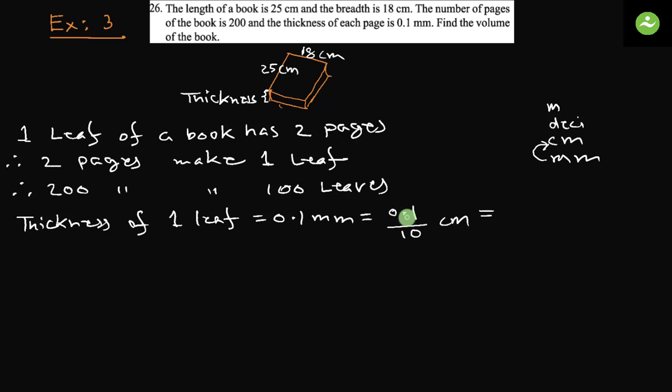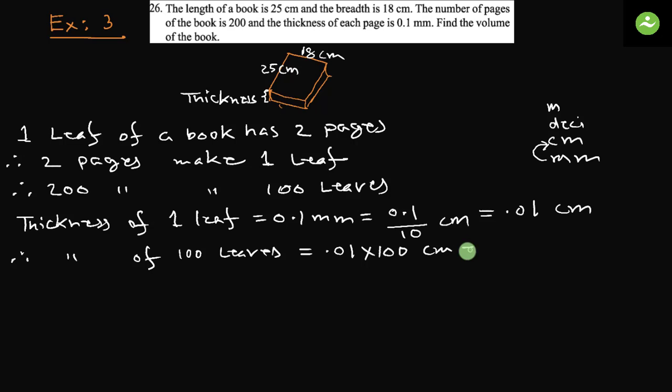So 0.1 divided by 10 means the decimal point will move towards left another digit. So it will be 0.01 centimeter. Therefore, thickness of the book means thickness of 100 leaves, equals 0.01 multiplied by 100 centimeter, which is 1 centimeter.